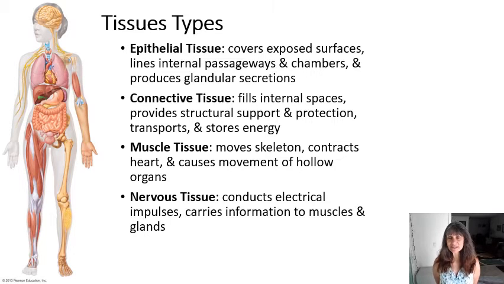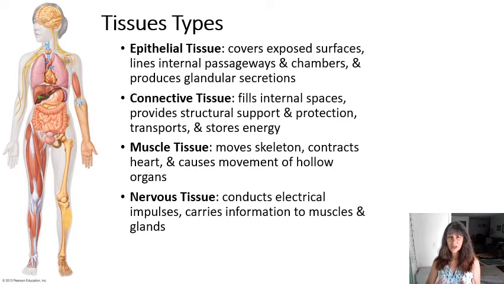Epithelial tissue is the tissue that covers exposed surfaces both externally and internally. Therefore, it lines internal passageways and chambers as well as produces glandular secretions. My skin is a great example of epithelial tissue. Connective tissue is tissue that connects things together. Therefore, it fills internal spaces and helps to provide structural support as well as protection and is capable of transporting things and storing energy. Muscle tissue helps to move our skeleton.